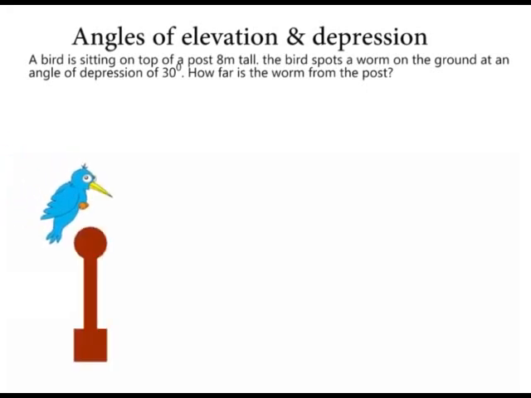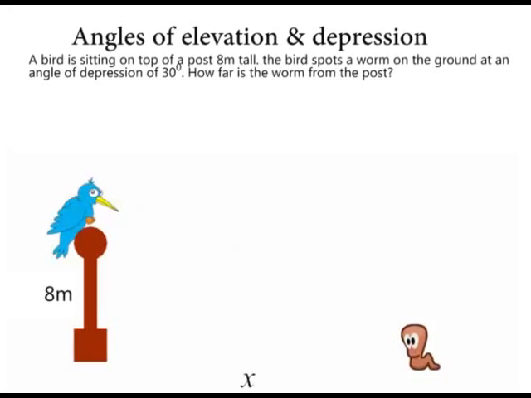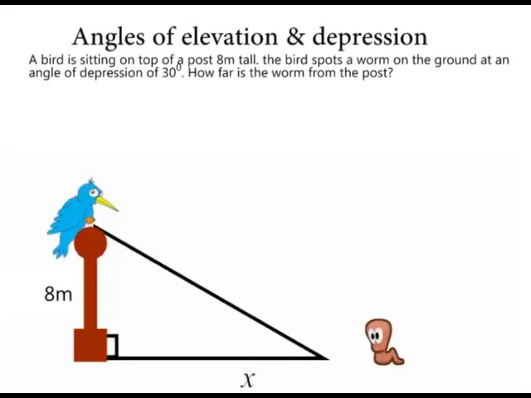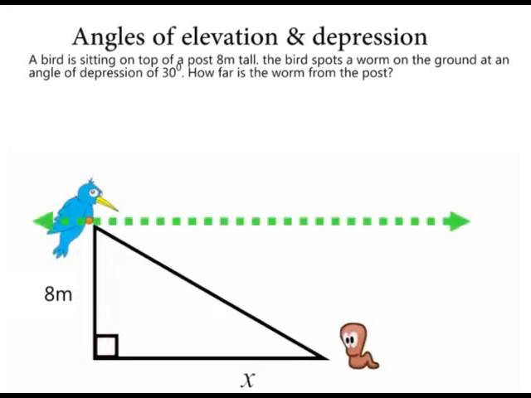That's the signpost and the bird, 8 meters high, and it sees a worm, and the angle of depression is 30 degrees. So how far is the worm from here? This can be depicted by a right angled triangle. This is the horizontal, and this angle is 30 degrees. The angle of depression is equal to the angle of elevation. And so we find x.